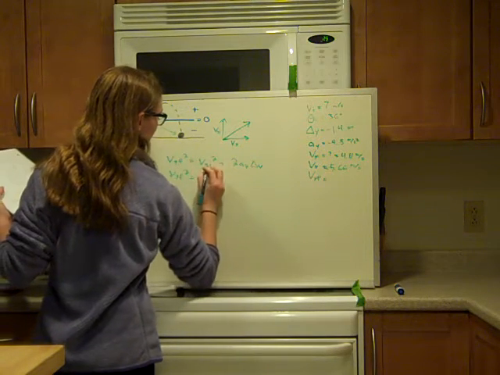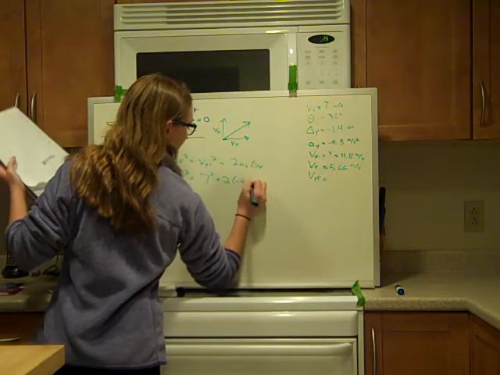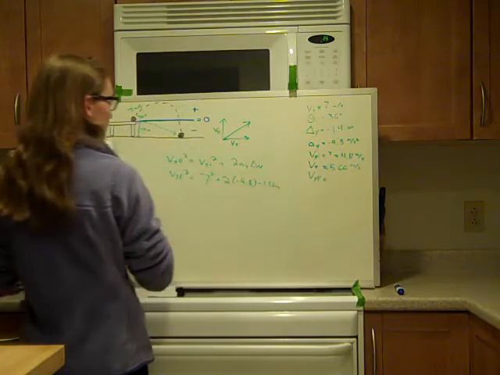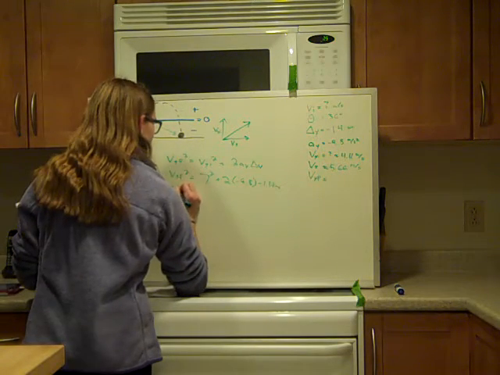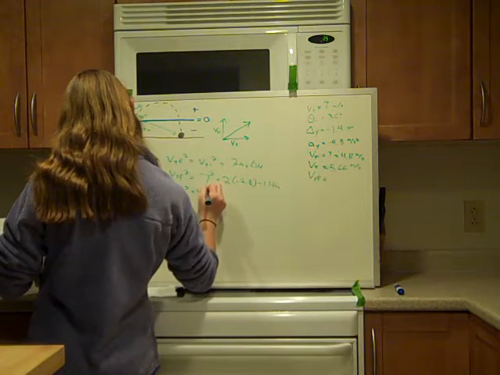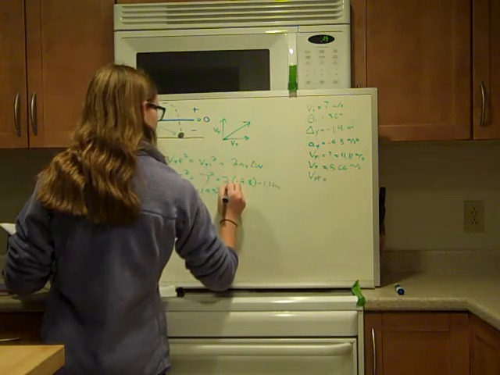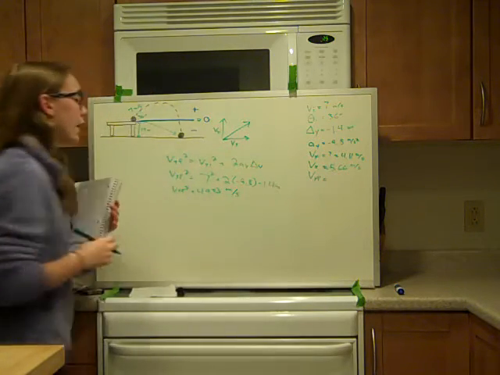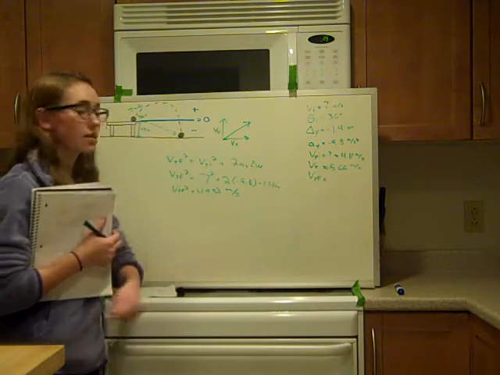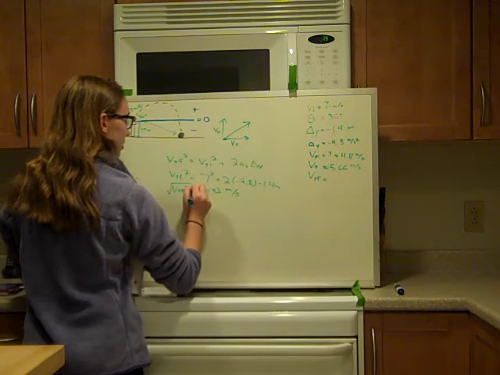Vyf squared is equivalent to 7 squared plus 2 times negative 9.8 times negative 1.4 meters. And if you do that out, you're going to end up with Vyf squared is equivalent to 44.33 meters per second. Now, one thing that you shouldn't forget is that this is squared. So you have to take the square root of both sides to get just plain Vyf.